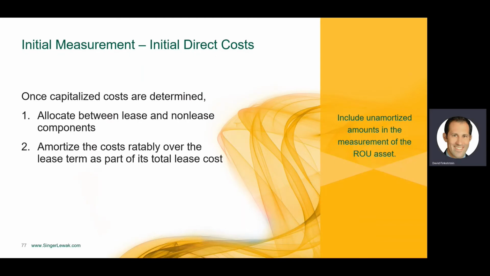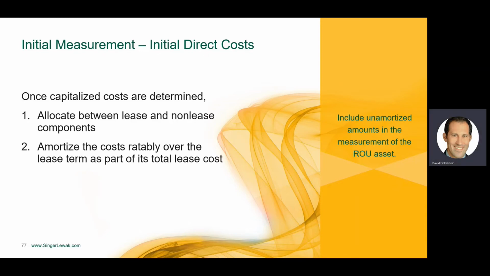Once you have gone through and determined what you can capitalize, you would then allocate those capitalized costs between your lease and non-lease components if you did break them out, unless you made the policy election to not allocate, then you would not have to go through that step. And then you would amortize those costs ratably over the lease term as part of the total lease costs.